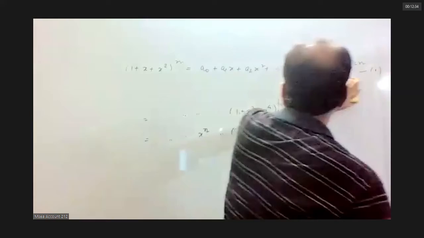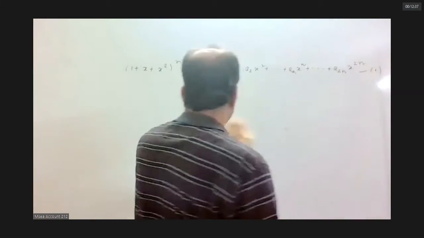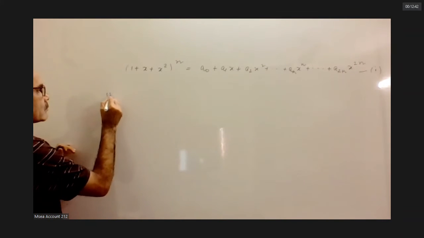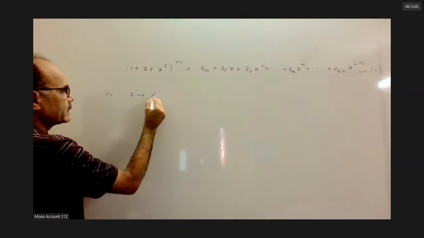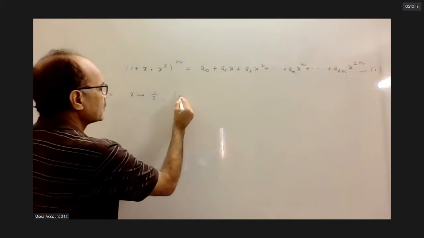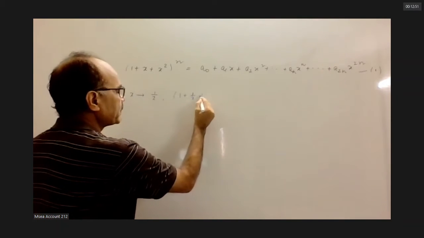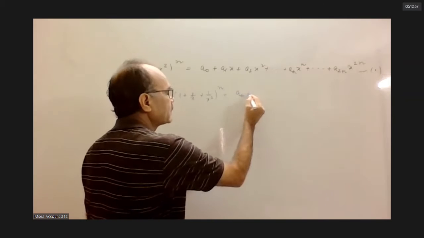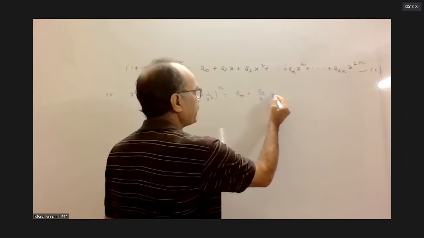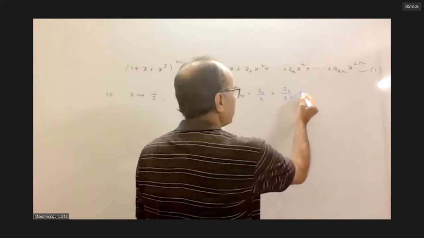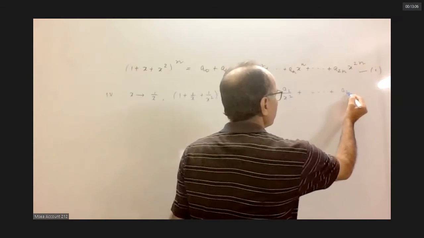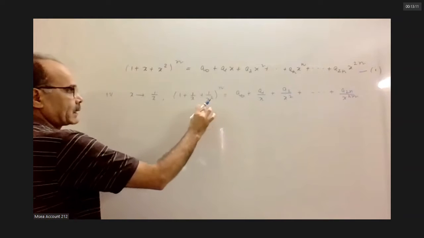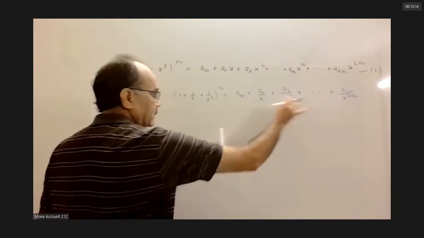Fourth bit. Replace x by 1 by x. 1 plus 1 by x plus 1 by x square to the power n equals a naught plus a1 by x plus and so on, a2n by x to the power 2n. Take LCM. Denominator part will be x to the power 2n. Right side also it will be x to the power 2n.